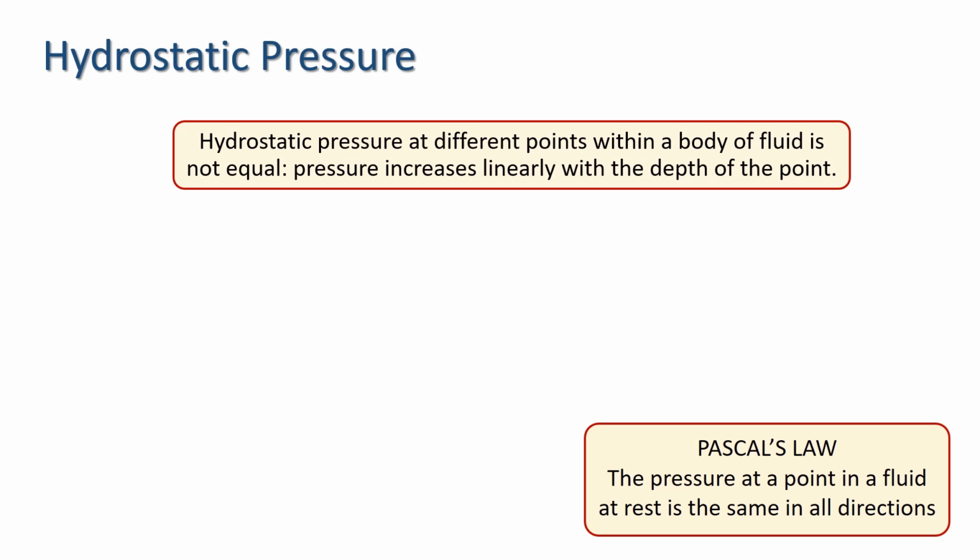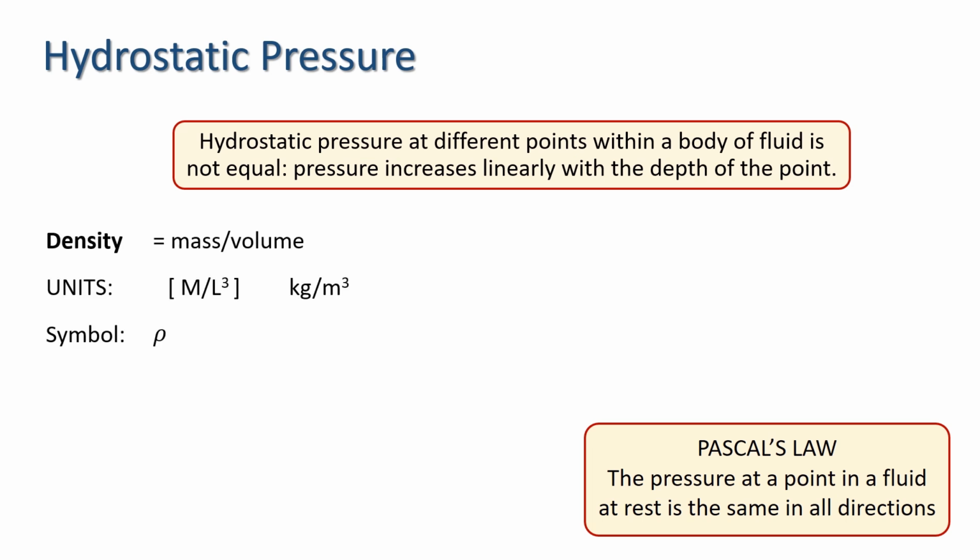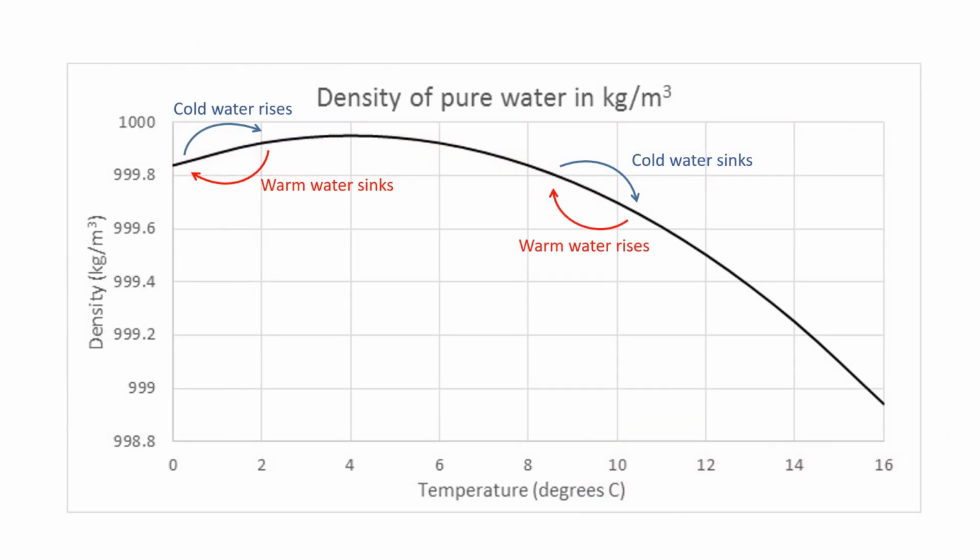Before we prove that result, we need another definition. Density is defined as mass per unit volume. We usually use the Greek letter ρ to denote density. Water has a density of approximately 1,000 kilograms per metre cubed, and we often state the density of other fluids as a relative density. In reality, the density of water changes with temperature, as we can see on this graph, which plots temperature against the density of pure water.